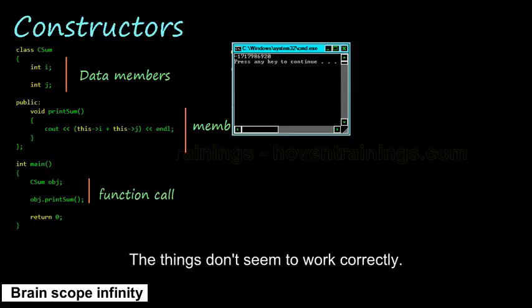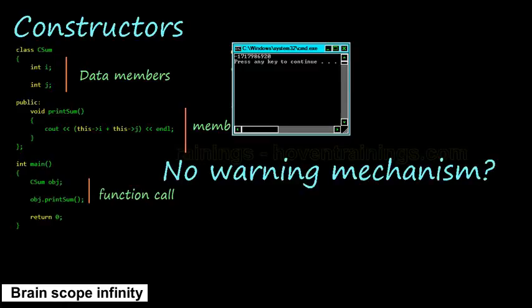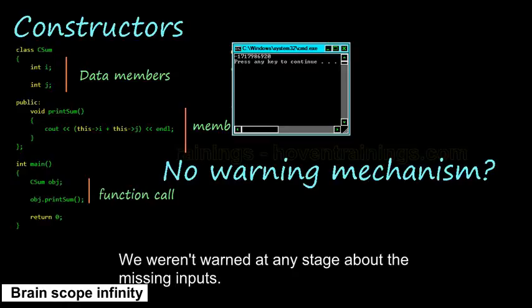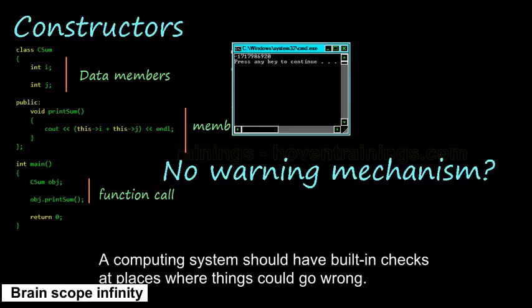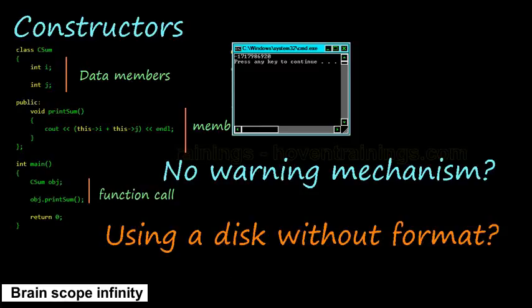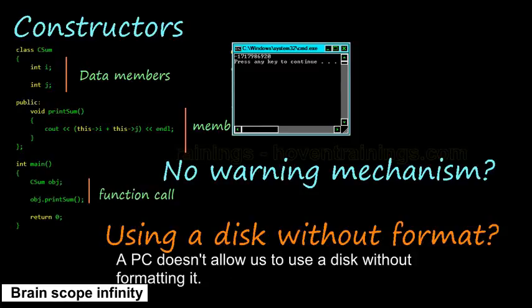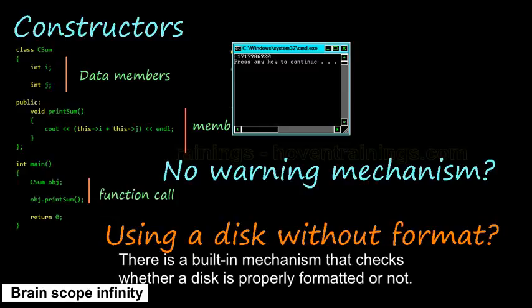The things don't seem to work correctly. We weren't warned at any stage about the missing inputs. A computing system should have built-in checks at places where things could go wrong. A PC doesn't allow us to use a disk without formatting it. There is a built-in mechanism that checks whether a disk is properly formatted or not.